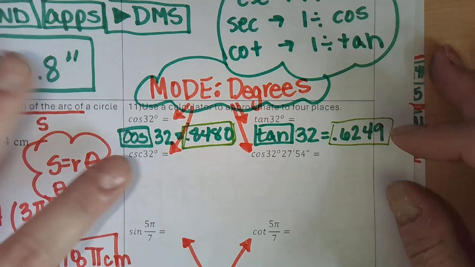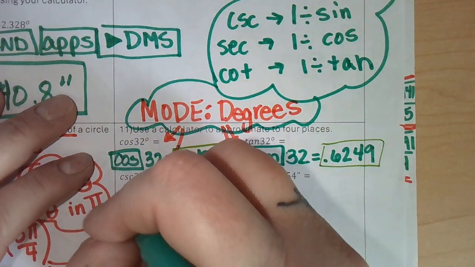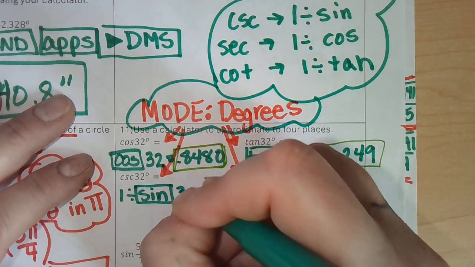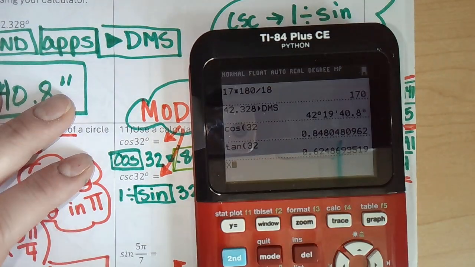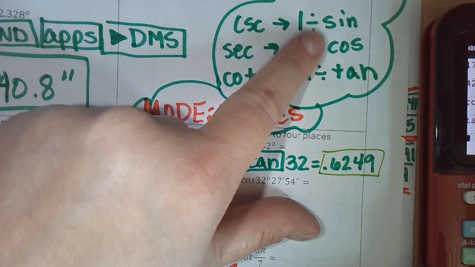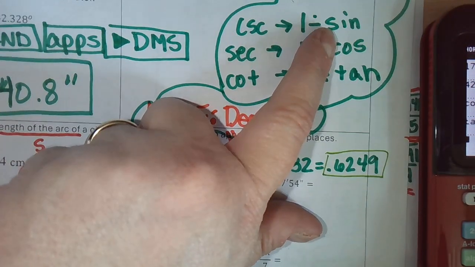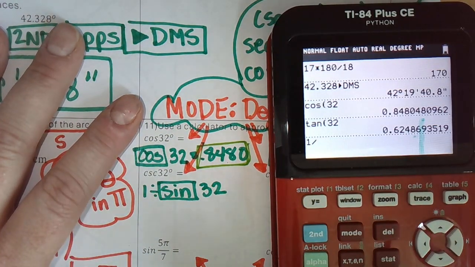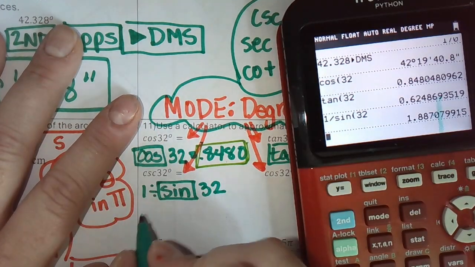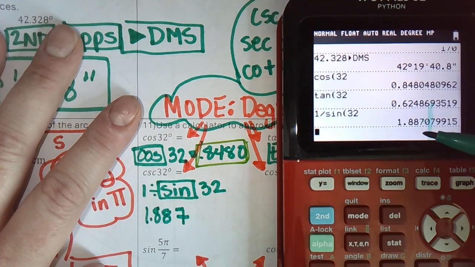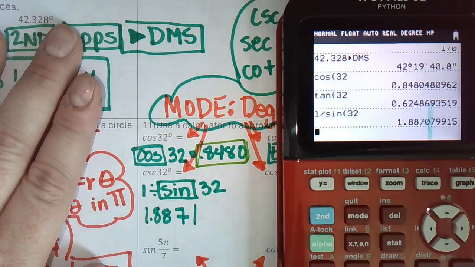All right, so for this 11, we're going to say 1 divided by sine, and then 32. And we're using sine because CSC is the reciprocal of sine. Reciprocal is like saying 1 divided by. That is the same thing as reciprocal. Okay, so I got 1.887. Then the 0 is in the 4th spot. And the 7 in the 5th spot tells us to round up to a 1.